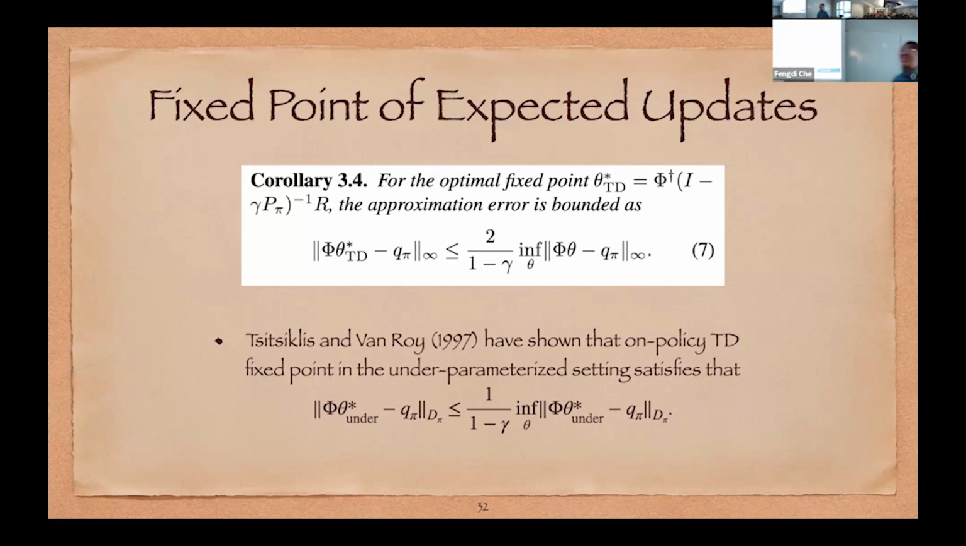Yeah, so the difference here is just a factor of 2. That's what you're saying. Yeah, the cost of doing off-policy is just 2. Okay, cool.